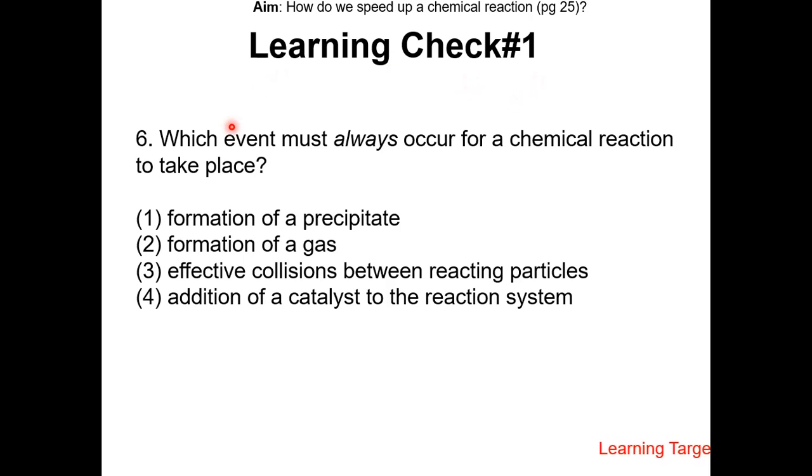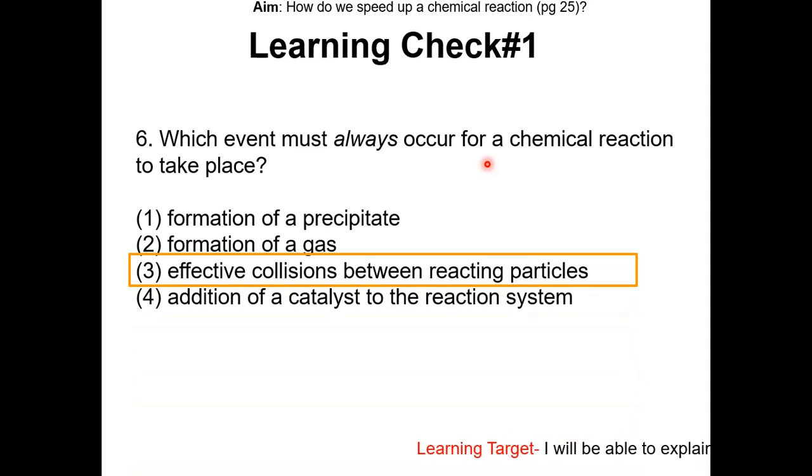Learning check number 1. Which event must always occur for a chemical reaction to take place? Pause the video and resume once completed. The answer is choice 3. Effective collisions between reacting particles.